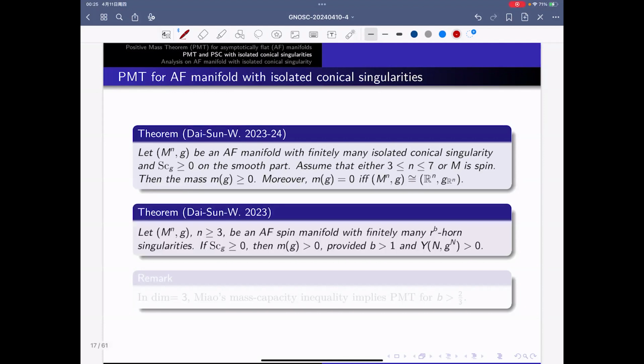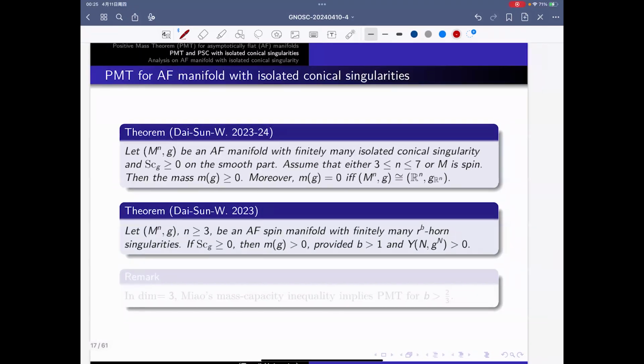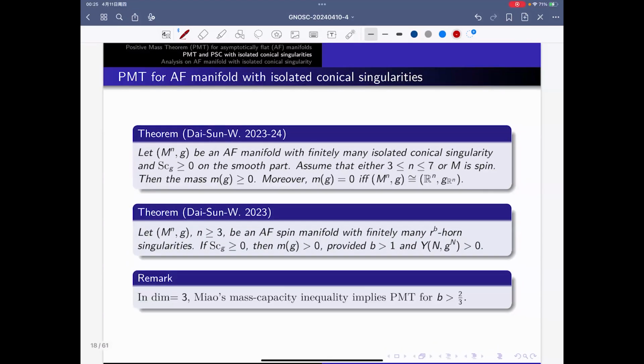And for the horn singularity, right, with some b strictly greater than 1, and the Yamabe invariant of the cross section strictly greater than 0, then we can get the positivity of the mass if we assume the scalar curvature is non-negative. And in dimension 3, Miao's mass capacity inequality implies the positive mass theorem for b strictly greater than 3 over 2 in the horn singularity case.